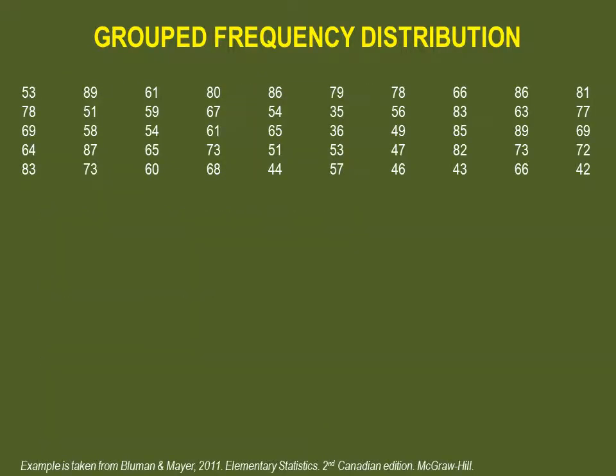When you do a frequency distribution for quantitative data, you do a grouped frequency distribution. The first thing to do is to determine the classes. First, you must find the highest value and the lowest value of your data set. In this case, our highest value is 89 and the lowest value is 35. Then, you must find the range of these values. So the range is the highest value minus the lowest value. In our case, 89 minus 35 is equal to 54.